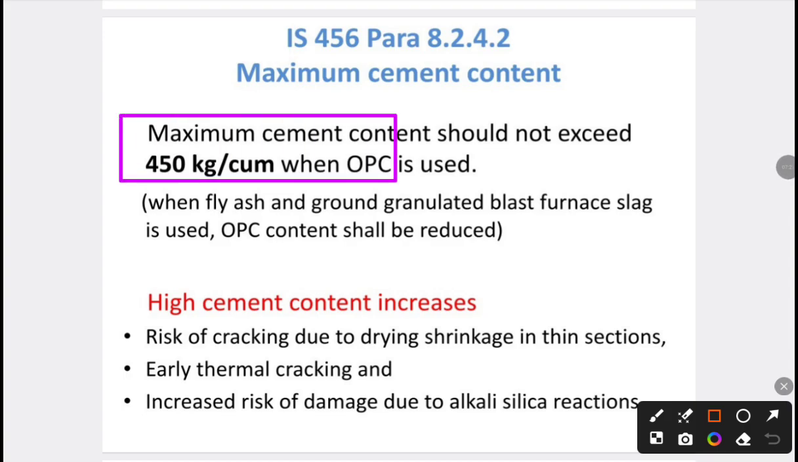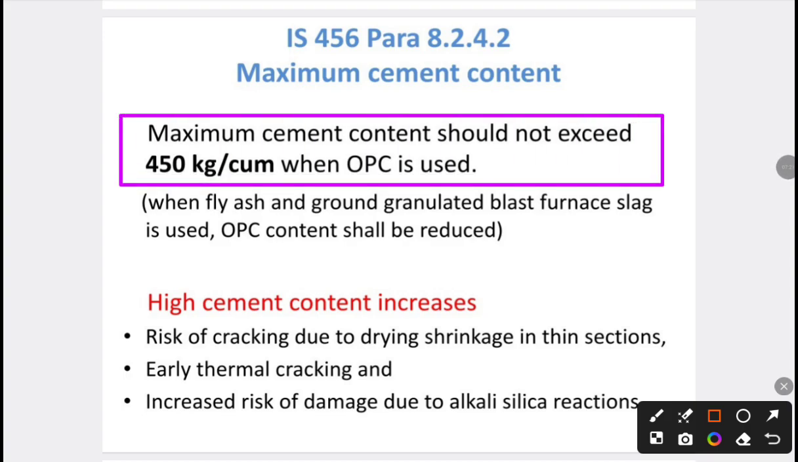In this slide we can see that the maximum OPC, ordinary Portland cement, that will be used is 450 kilograms per m³.